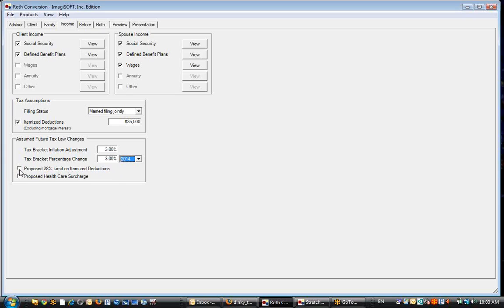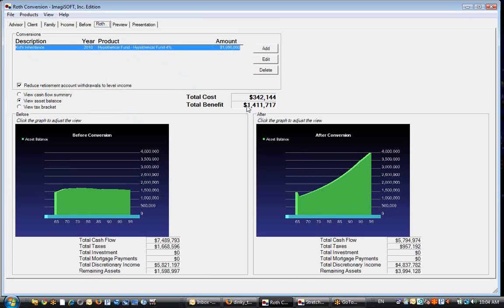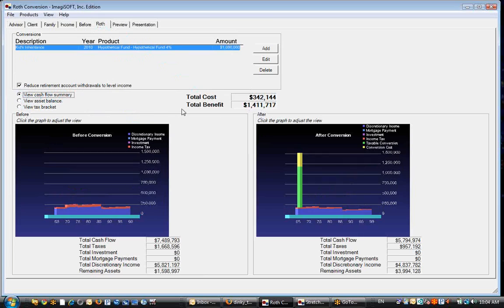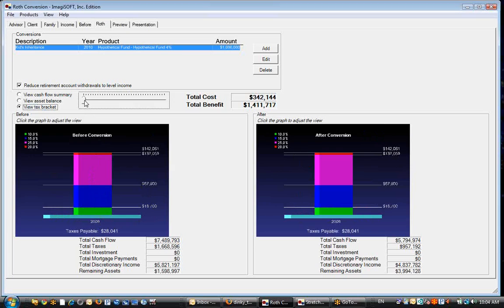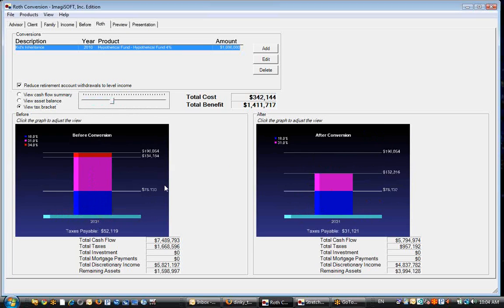If President Obama gets his way, he'll also impose a 28% limit on itemized deductions. And if the House gets their way, they'll also have this health care surcharge. So let's just say that happens 4 years from now. Then we can look at the Roth and see what the benefit is. You can see it's higher by over $100,000 because taxes have gone up. You can see that on the bracket adjustments here. If you go out, you're now in a 34% bracket instead of a 31, a 31 instead of a 28, and so forth.